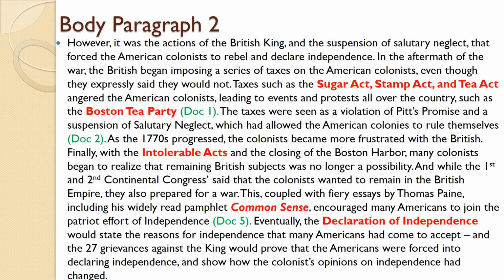The taxes were seen as a violation of Pitt's promise and a suspension of salutary neglect, which had allowed the American colonies to rule themselves previously. Ooh, I should add the word previously, but I can't edit this now, so oh well.